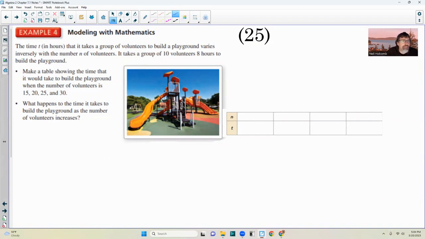It takes a group of 10 volunteers 8 hours to build the playground. So there's the key right there. Okay, 10 volunteers, 8 hours.